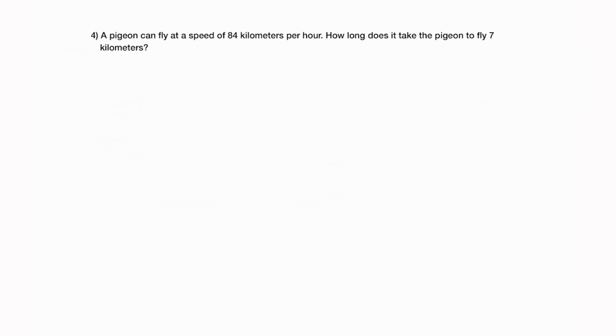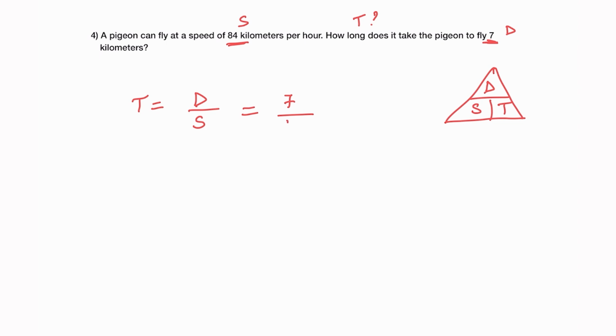Wow. A pigeon can fly at a speed of 84 kilometers per hour. So that's the speed. How long, which means we are supposed to find time, does it take the pigeon to fly 7 kilometers? So that's the distance. Now again, because we are finding time, let me do it again here. Distance, speed, and time. So time is distance divided by speed. So let's write there. Time equals distance upon speed. And what's the distance? 7 kilometers. And this is 84 kilometers per hour.